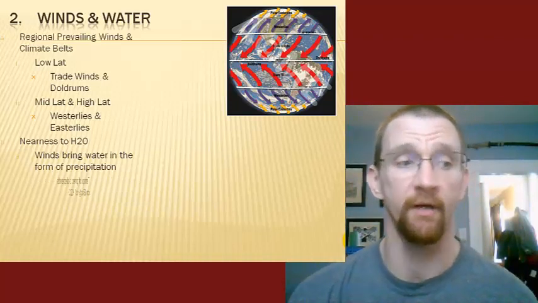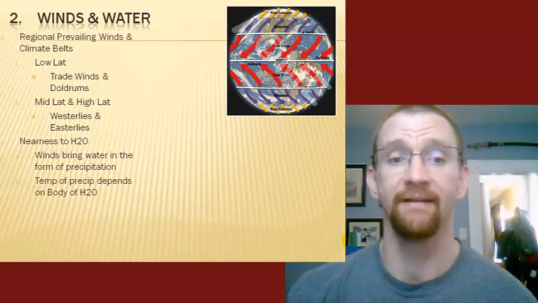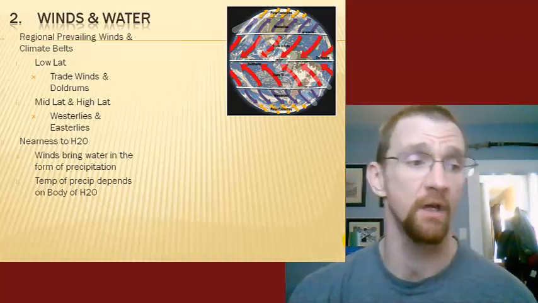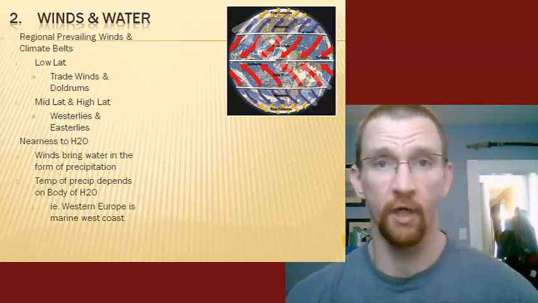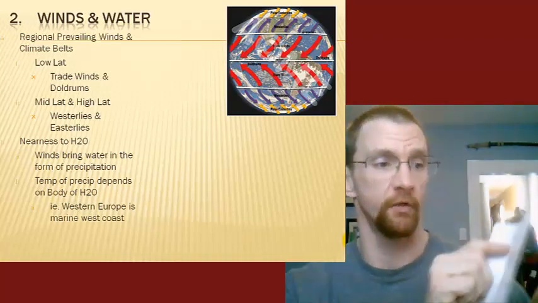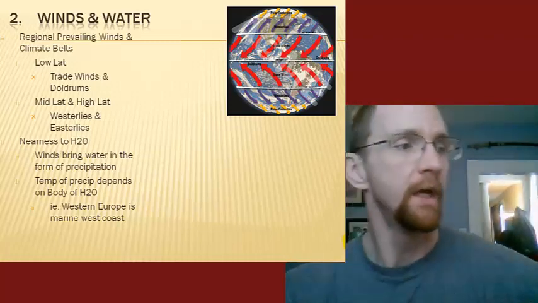An example of this, and this goes in the blank, and the temperature of that precipitation depends on the body of water. For example, an example is Western Europe. That's the first blank in the notes right here. Western Europe. Everybody see that? Western Europe is an example of this.